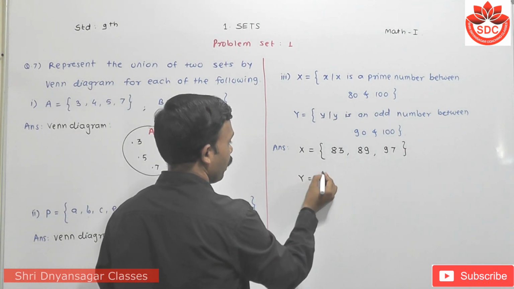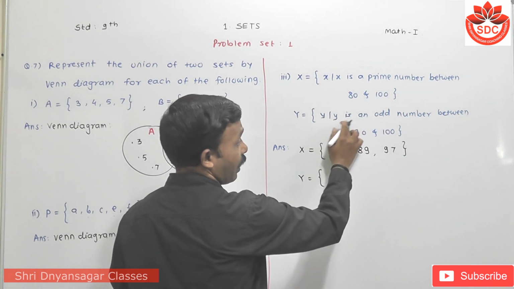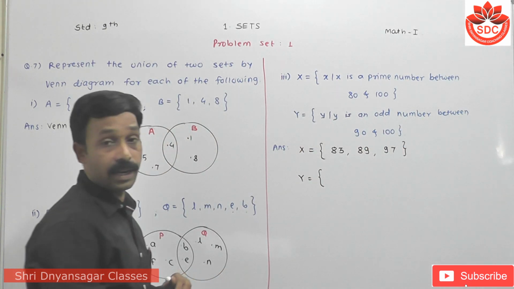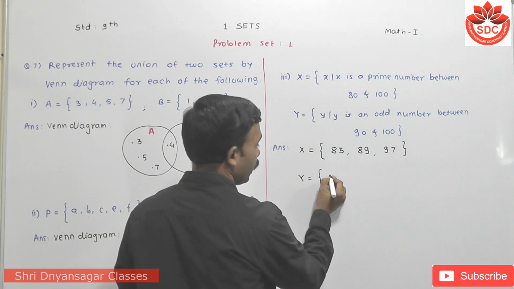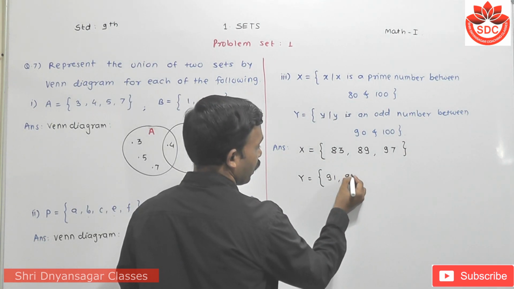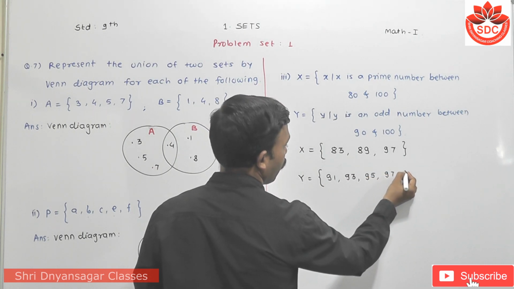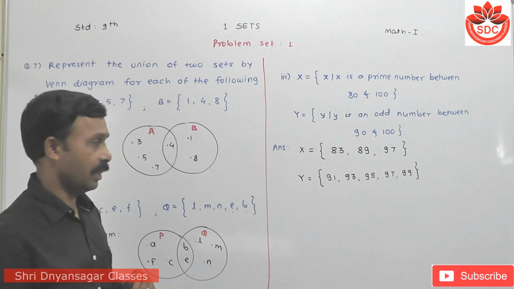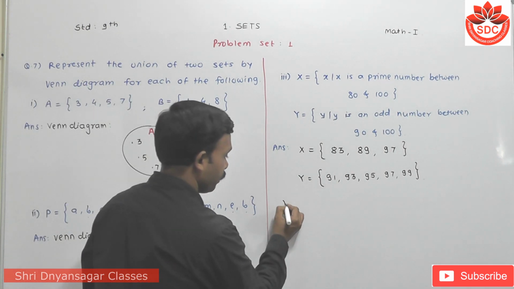Then set Y is the set of Y such that Y is an odd number between 90 and 100. That means we have to take the odd numbers between 90 and 100. The first one is 91, the second is 93, then 95, 97, 99. Only these numbers are there. Then we have to draw its Venn diagram.